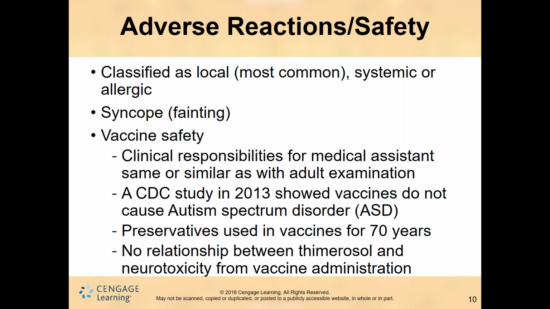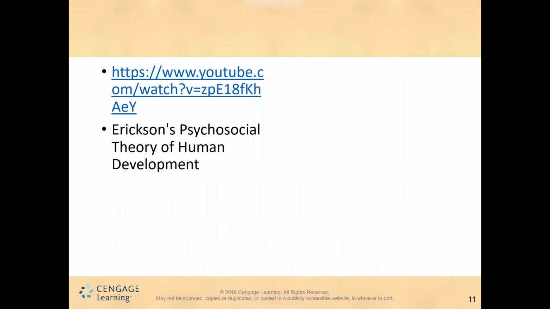Vaccine safety. It's the same as for any injection. A CDC study in 2013 showed that vaccines do not cause autism spectrum disorder. Preservatives have been used in vaccines for 70 years, and so these are good things to know to tell your patient. So now the next portion of today is about human development.